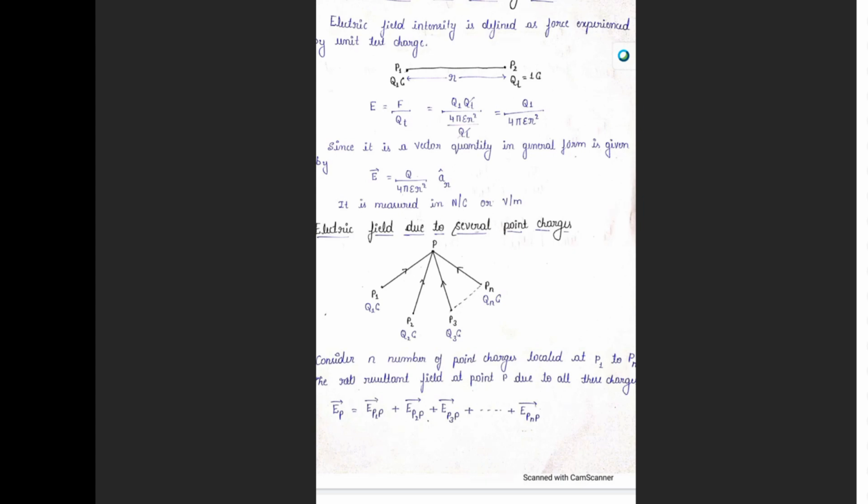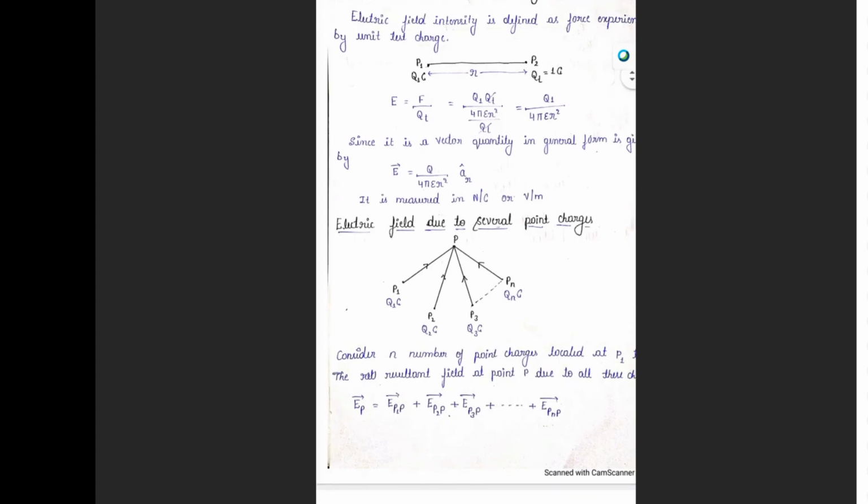In order to derive this, you consider 2 points P1 and P2. The charges are taken as Q1 coulombs and QT. QT is equal to 1 coulomb. So at P2, what is the expression for force? Q1 QT by 4 pi epsilon r square. And whatever QT is there, you divide. QT will get cancelled. You get E is equal to Q1 by 4 pi epsilon r square. Since electric field is a vector quantity, we need to express it in vector form. And in general, instead of Q1, you can write E is equal to Q by 4 pi epsilon r square into AR.